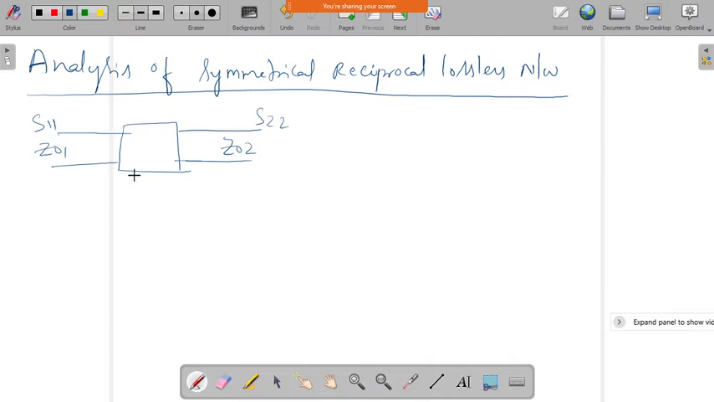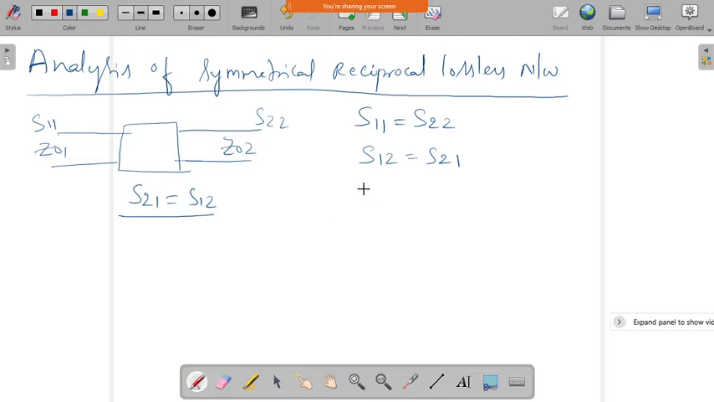Reciprocal network means that whatever gain we get from port 1 to port 2 or from port 2 to port 1 will be equal. That is reciprocal. And we have seen the lossless network: if it satisfies the zero property and unitary property, then we can say that the network is lossless. So now for analysis, let us apply the conditions for the symmetrical, reciprocal, and lossless network. We have S11 equal to S22 for symmetrical, S12 equal to S21 for reciprocal, and we have the unitary property.